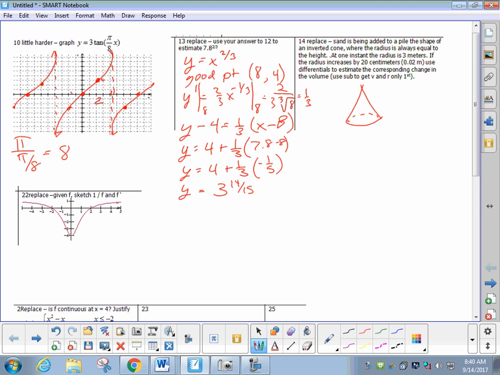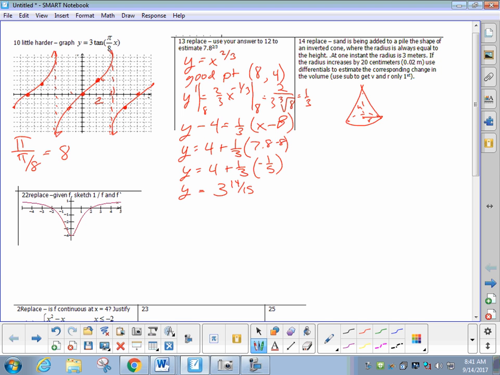That said, you've got a cone. Boom. The radius is always equal to the height. That actually could vary depending on the viscosity of the material you're working with. The cone could look differently based on how far it's sticking. Yeah? So, at one instant the radius is 3 meters. Okay. If the radius increases by 20 centimeters, estimate the corresponding change in volume.